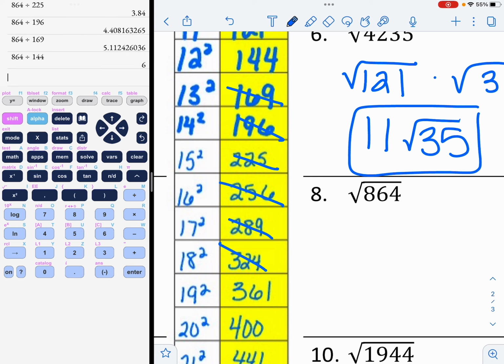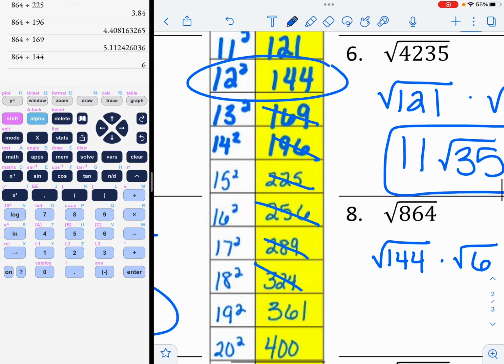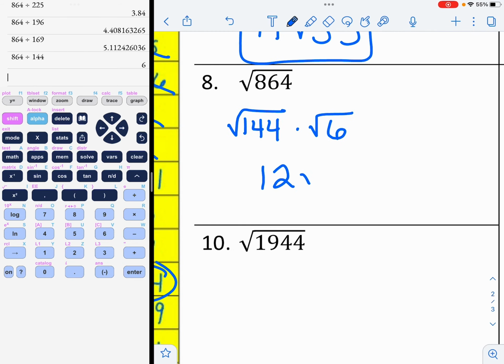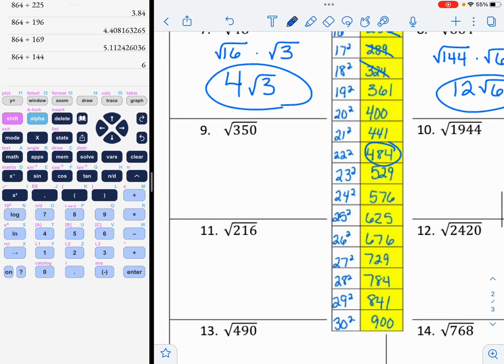So finally, instead of writing it like that, because that was irrational, I need to write it as the product of its perfect square and its leftover. So the square root of 144, my chart tells me, is 12. And then I have the square root of 6 behind it. We're going to repeat this as we go along. I have a few more for you, okay?